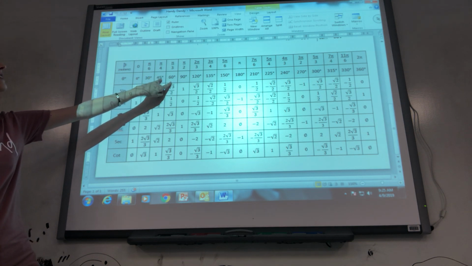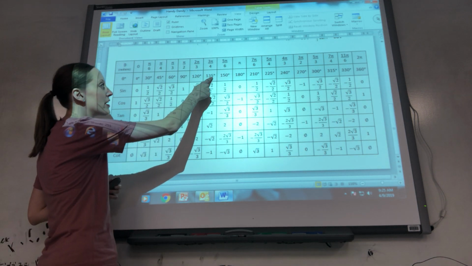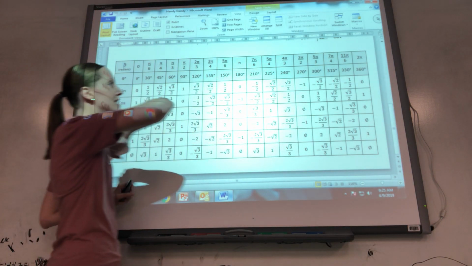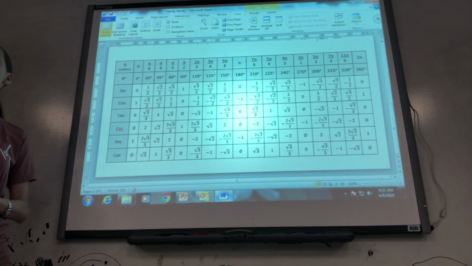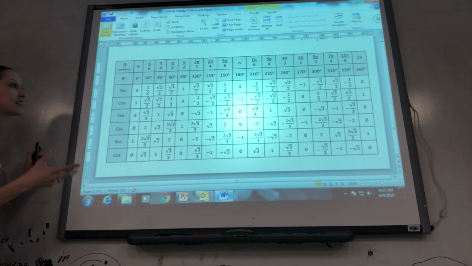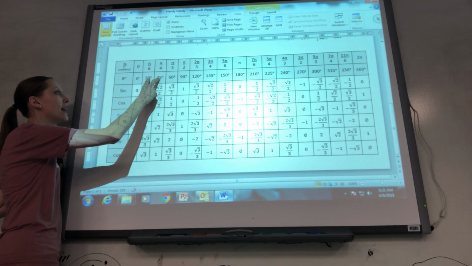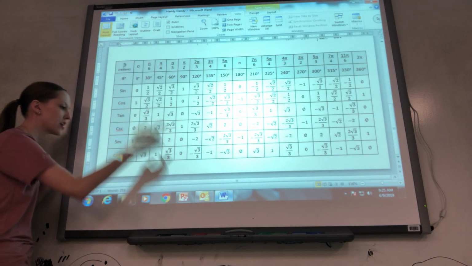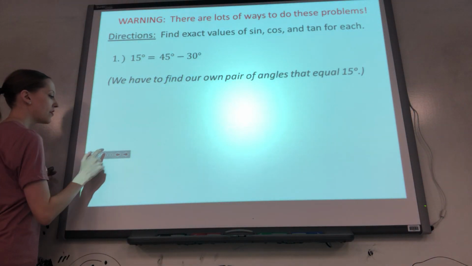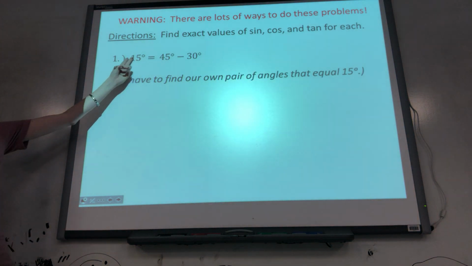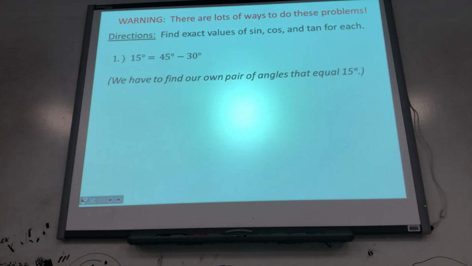I could have picked 60 and 45. 60 minus 45 is 15. 135 minus 120 is 15. 225 minus 210 is 15. There's a lot of different ways that you could set this up. But to keep us all on the same page here, let's all pick 45 minus 30. That is how I'm going to start this problem. I'm going to say 15 degrees equals 45 degrees minus 30 degrees.